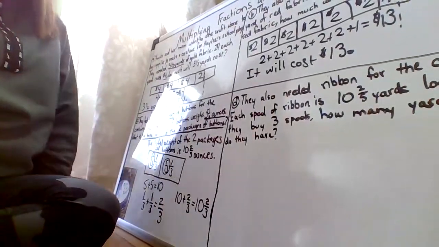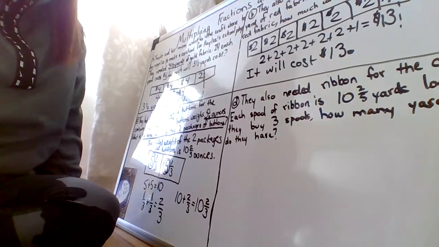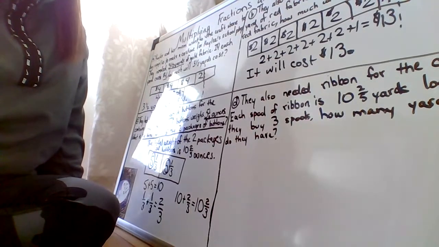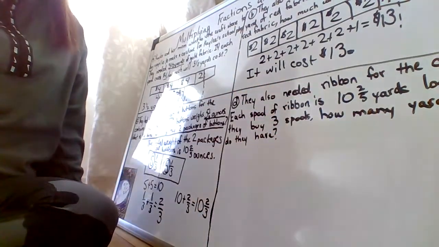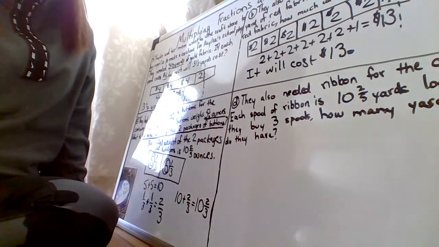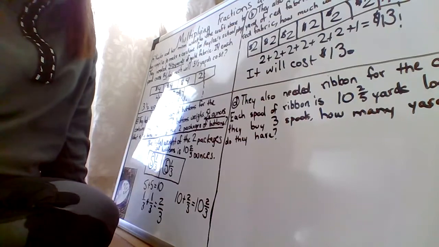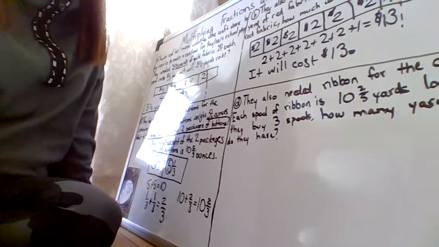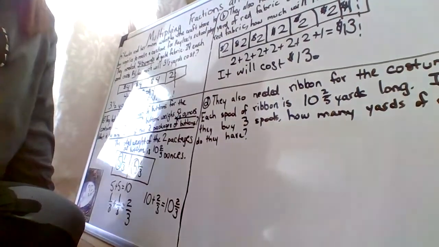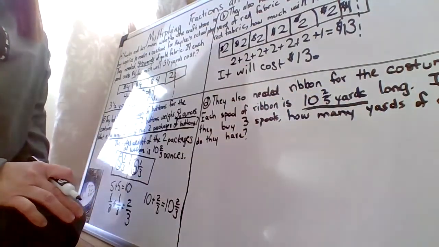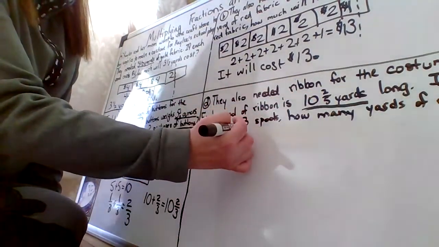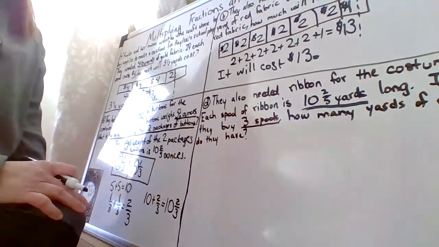The last problem says they also needed ribbon for the costume. Each spool of ribbon is 10 2/5 yards long. If they buy 3 spools, how many yards of ribbon do they have? So we read the problem. Now we go back to look for the important information. The important information is 10 2/5 yards long, and they buy 3 spools.